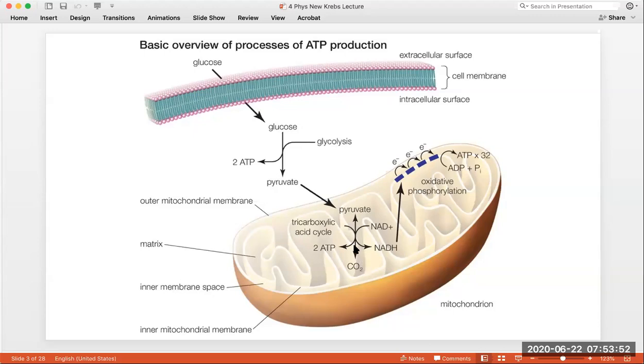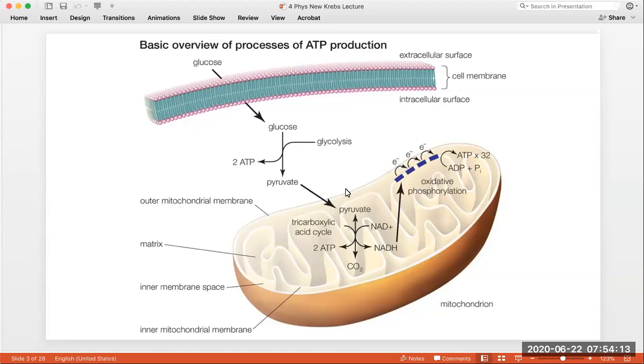Now, all of the electron carriers that have been reduced, they are going to now, in the mitochondria, transfer their electrons to the members of the electron transport system. You have transfer of electrons from one member to the next until finally oxygen accepts the electrons. And in the process of doing that, you can make a lot more ATP.